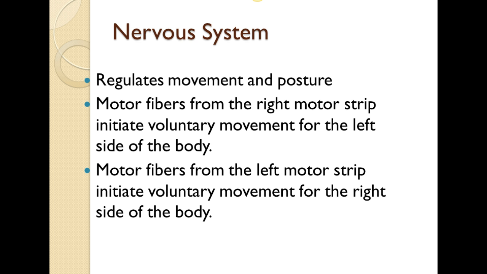The nervous system regulates movement and posture. Movement is regulated in the voluntary motor area of the cerebral cortex. Neurotransmitters transfer electrical impulses from the nerve across the neuromuscular junction to the muscle.